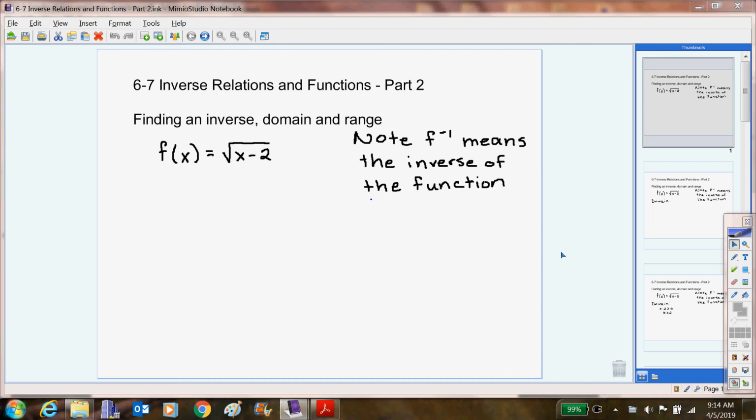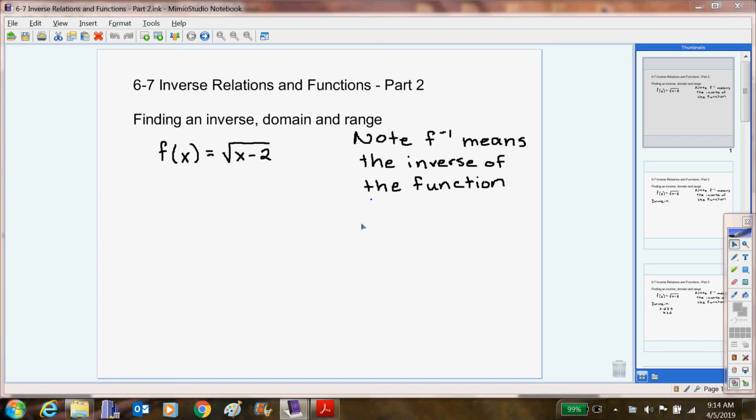We're going to talk about inverse functions and inverse relations. Today we need to add a notation to that, and we also have to begin to discuss domain and range. When you have an inverse, sometimes there are restrictions on the original function, and you have to make sure that those restrictions carry over when you look at the inverse.